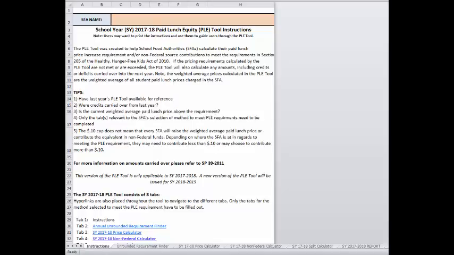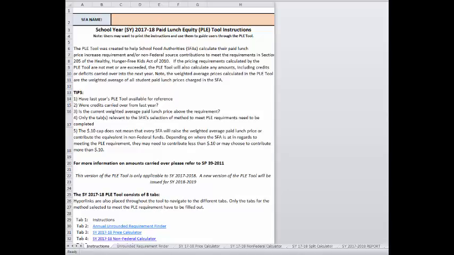Hello, and welcome to our mini training on the USDA Paid Lunch Equity Tool. This mini training is focused on helping those sponsors who have decided that they will satisfy the PLE requirement by contributing non-federal funds to their nonprofit food service accounts.